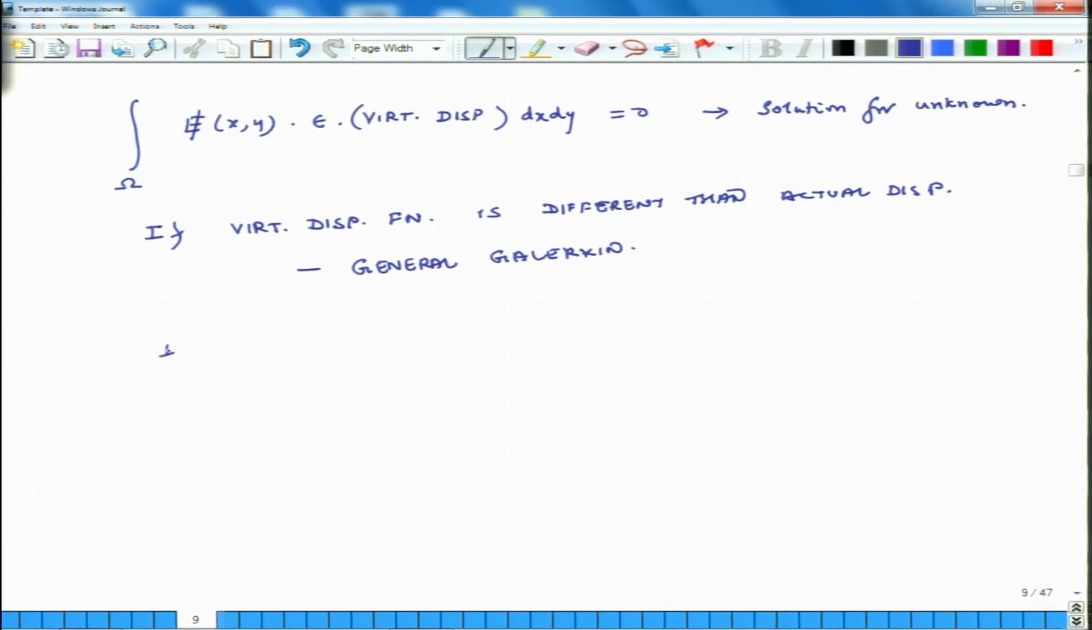And if the virtual displacement function is same as the actual displacement, then we call it special Galerkin. Okay. So, these are the two approaches.